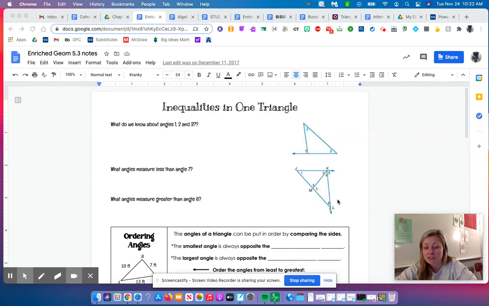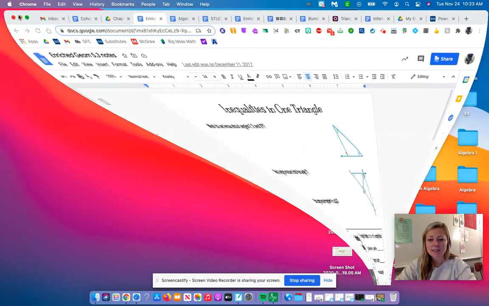Your note sheet that you should have out should look like this one. We're going to talk about inequalities in one triangle. We're totally switching it up from what we were just doing before. I think you will enjoy this lesson much more than the other two. There's way less vocab. It's a little easier, okay? So, without further ado, if you have your sheet out, let's get started.